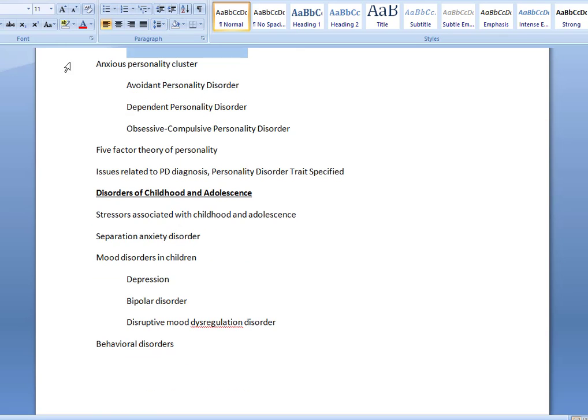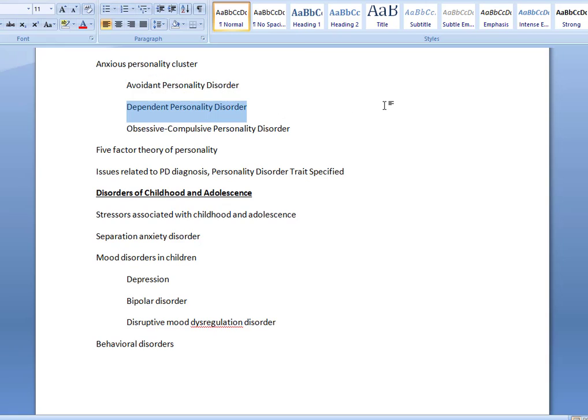All right, and then cluster C, or your anxious cluster. These are the individuals who probably benefit most from therapy. Therapy is very difficult with personality disorders. It usually takes a long period of time, but the anxious cluster tends to do a little bit better with therapy than the other two clusters. Avoidant personality disorder is a severe social anxiety, not just in public settings, but in personal settings as well. This is a person who probably wants to have relationships with other people, but is too afraid and anxious to be able to do that well.